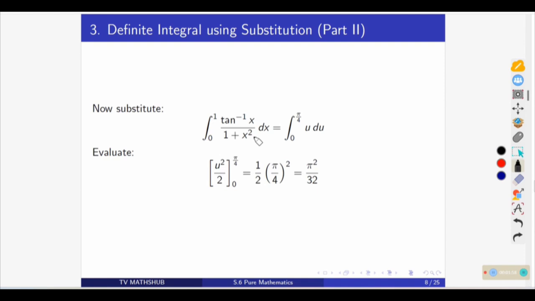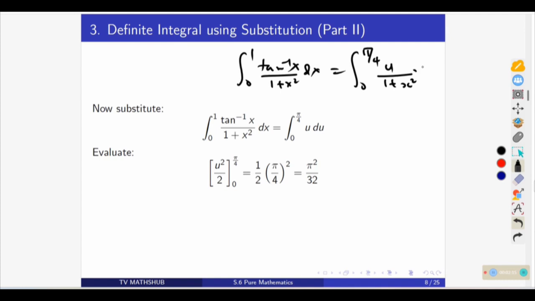Putting everything in terms of u, we have the integral from 0 to 1 of tan inverse of x upon 1 plus x squared dx, which is the same as the integral from 0 to pi by 4. Tan inverse x is our u. This is 1 plus x squared, and dx is actually 1 plus x squared du. So this and this will cancel, and you will remain with the integral from 0 to pi by 4 of u du.